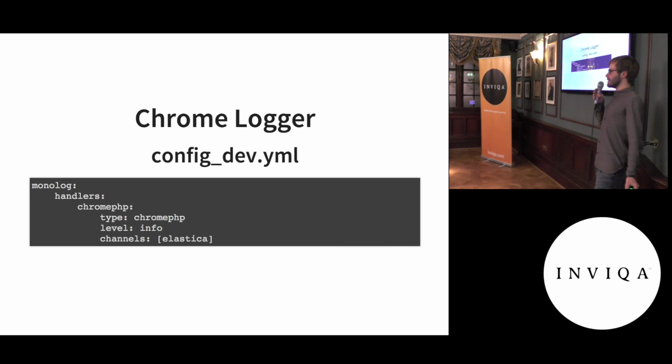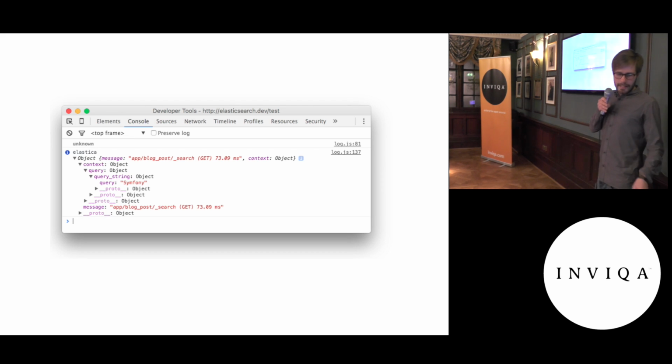A second way to see what's happening is the Chrome logger. It's a feature of the Symfony logger. You can configure Symfony so it logs things to your Chrome JavaScript console. This is the snippet that achieves it. You need to add the Chrome PHP, the Chrome logger extension to your browser, and you will see the exact same thing in your console when it's happening. I found it slightly less easily readable, but maybe also helpful.